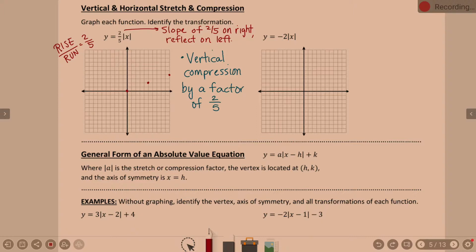There's the right side of my V. A big part of me just wants to say, make the left side look the same. That makes sense, doesn't it? Officially, this is where we say we're going to reflect it over. So we went up 2, right 5. To get the other side of my V, I'm going to go up 2, left 5. And there's my V.